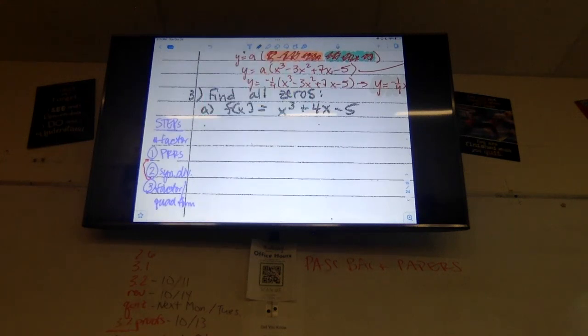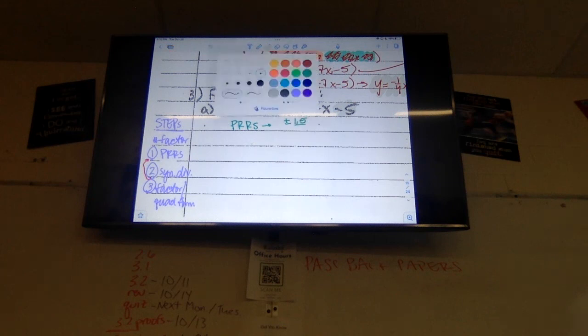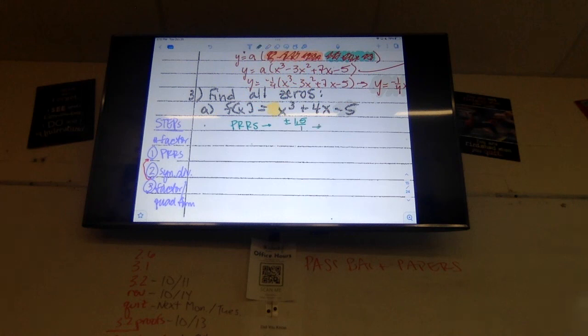Remind me, what are my PRRs? Or what do I do to find my PRRs for this problem? Quinn? The factor to the constant. Good, which is? 1, 5. Good, 1 and 5 are my factors of 5. And then what is that divided by? Factor to the coefficient. Good, which is 1. Which you didn't have to be dramatic like I did. You could just write plus or minus 5 because anything divided by 1 is just itself.